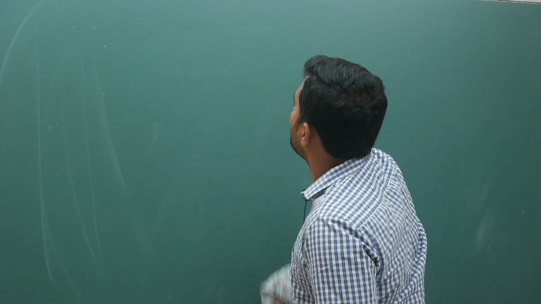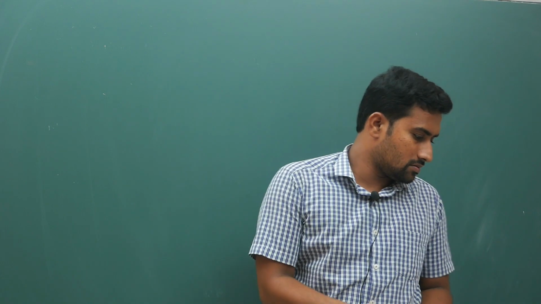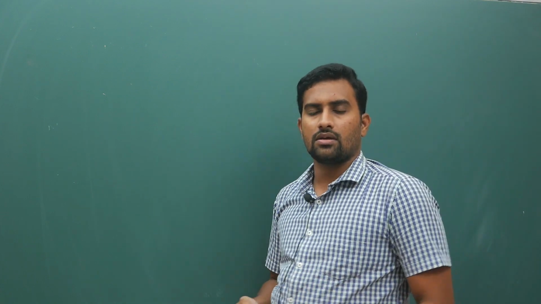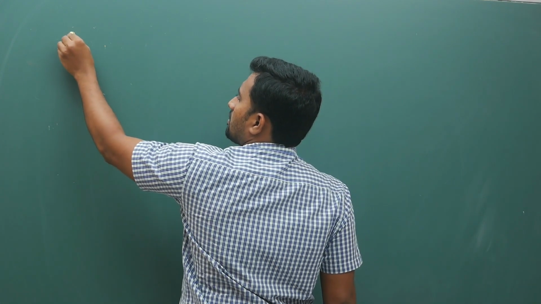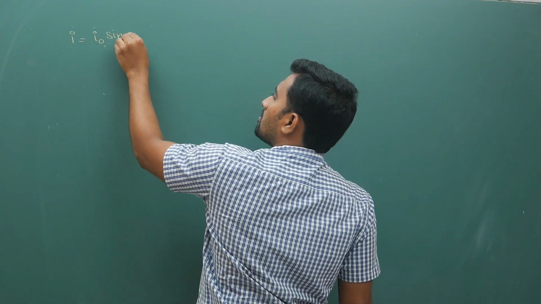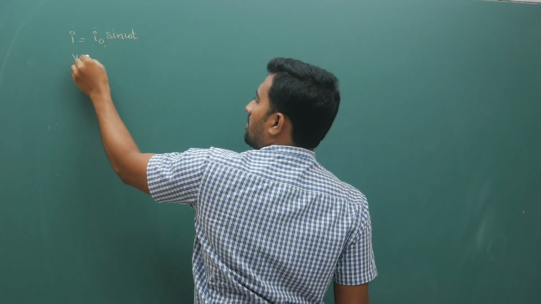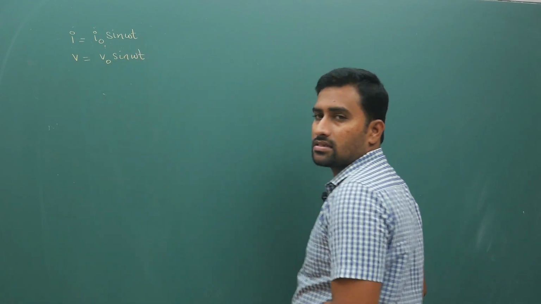In the previous class we were doing AC circuits. Now, what is an AC circuit? It is a circuit in which your current will usually change. I was discussing that your current I is I naught sin omega t, and V equal to V naught sin omega t, like this.